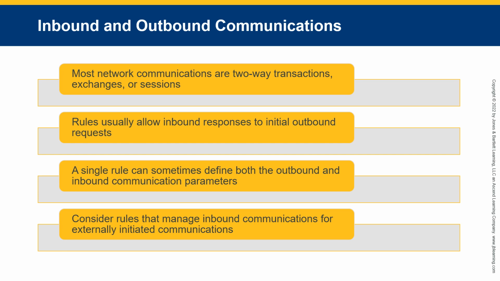So rules usually allow inbound responses to initial outbound requests, and a single rule can sometimes define both the outbound and inbound communication parameters. So make sure you consider the rules that manage the inbound communications from external sources. Limit those down to only the bare necessities. Do not make those reciprocating rules.